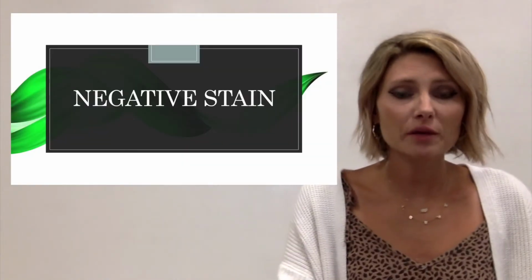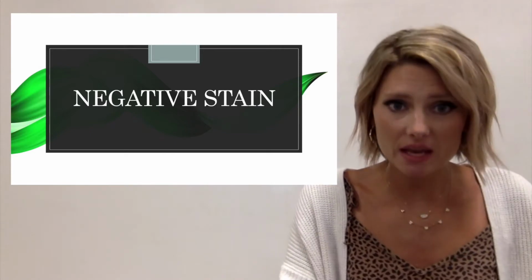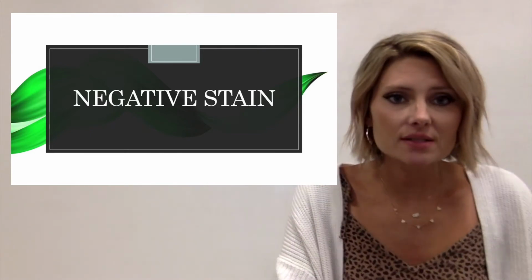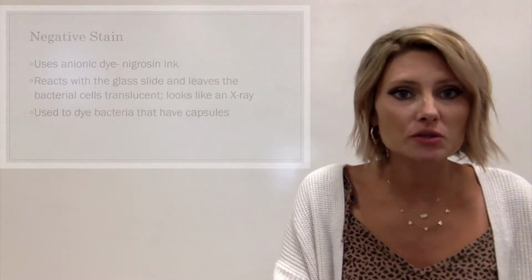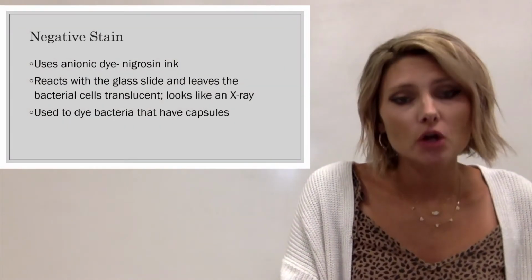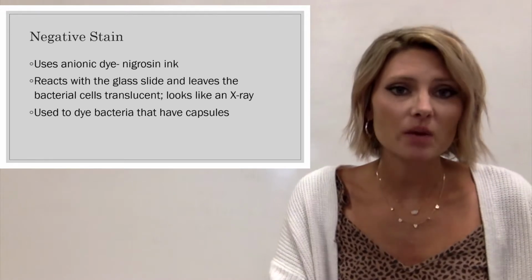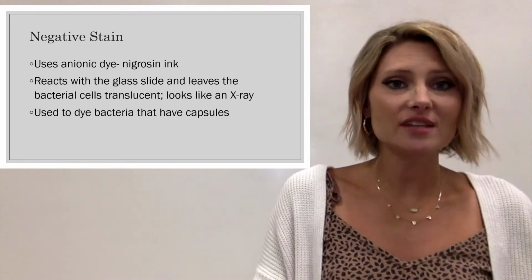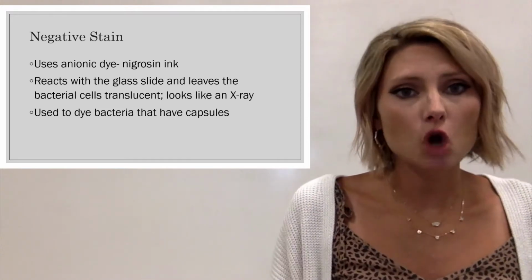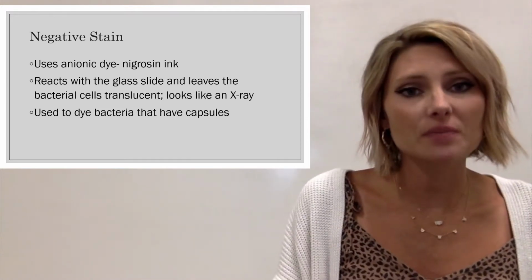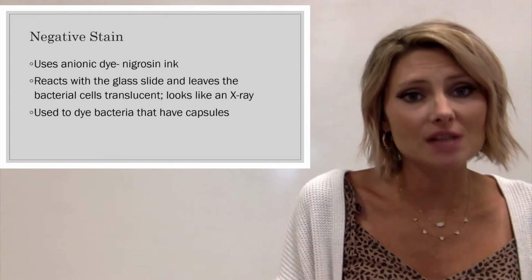Today we are going to be going over the negative stain. This one is the only stain that we do in here that uses an anionic dye. All the other stains that we've done so far have been using a cationic dye, and if you remember, that's the one that has the positive charge. So it's going to be reacting with something that is negatively charged, which is the cell wall.